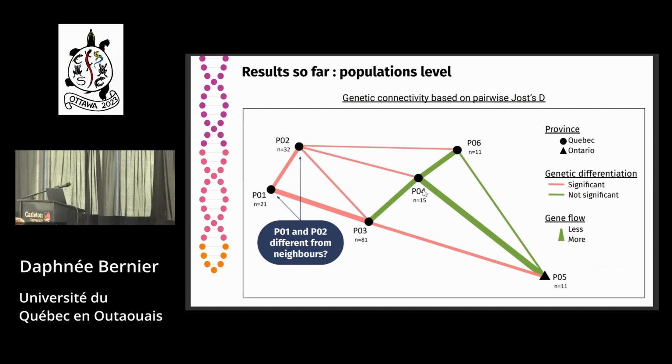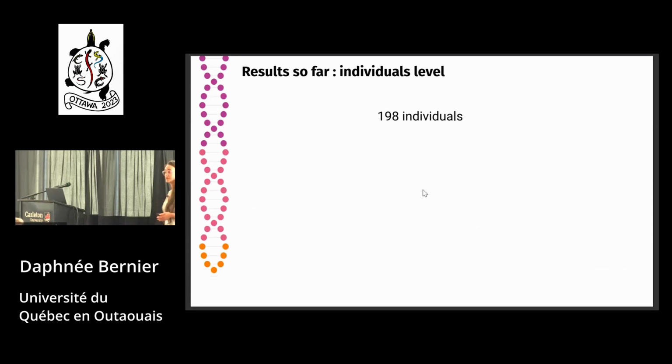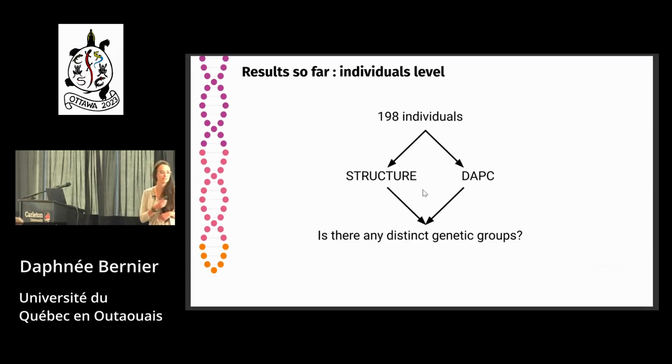So I pushed further and did some individual-level analysis. I took my whole 200 individuals, put them in STRUCTURE and did a DAPC. I'll save you the details, but overall they tend to answer the question: is there any distinct genetic group among my individuals? So without a priori populations, they take the individuals and try to make groups out of them.